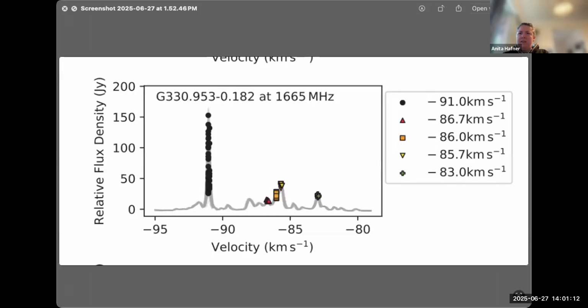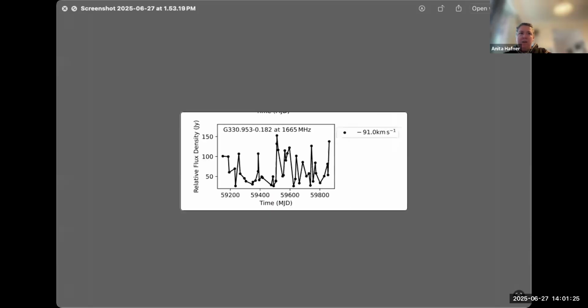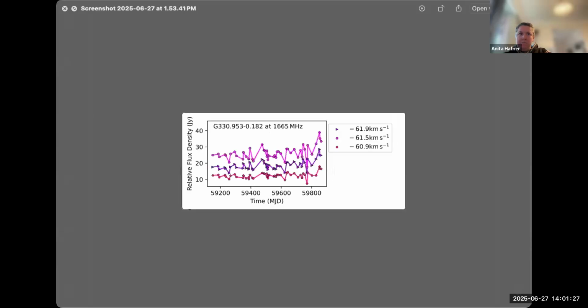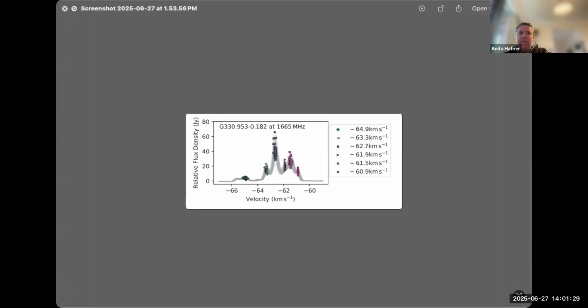It's better than me scrolling through the paper from which I found it. So hold on. Finder, yeah. So this is G330. There's quite a lot of masers at 1665. So this is a group of them, and then there's another group. Oh no, that's not it. There's another group at around 60, so it's probably two different spiral arms, or at least two distinct areas here.